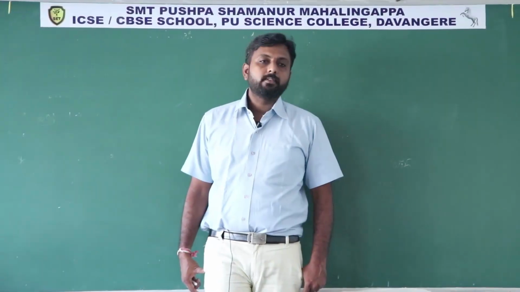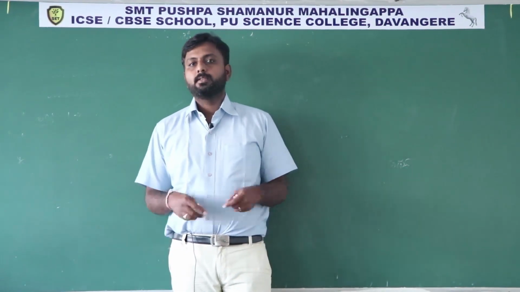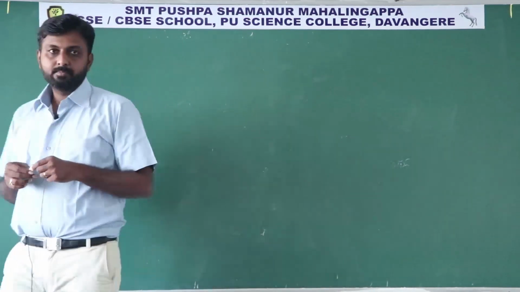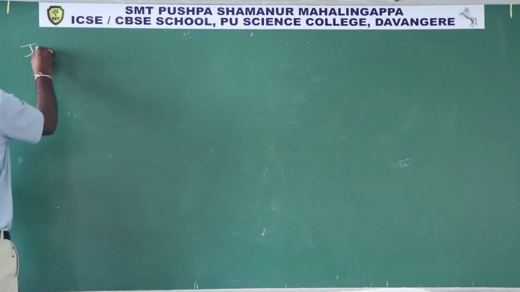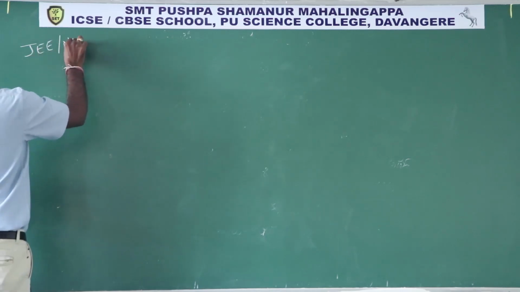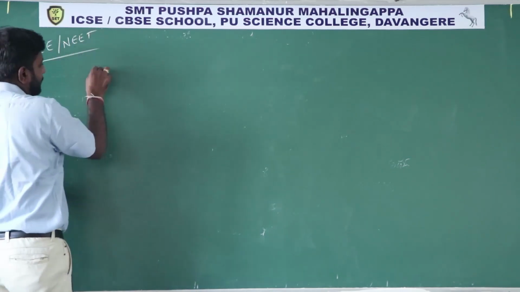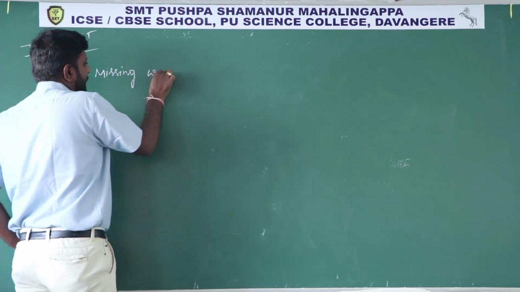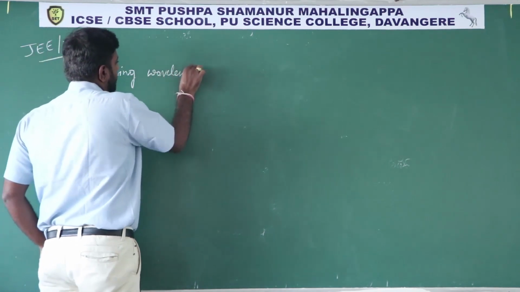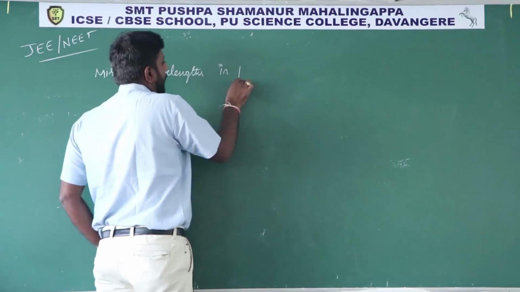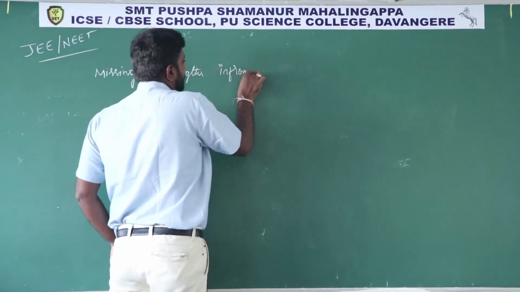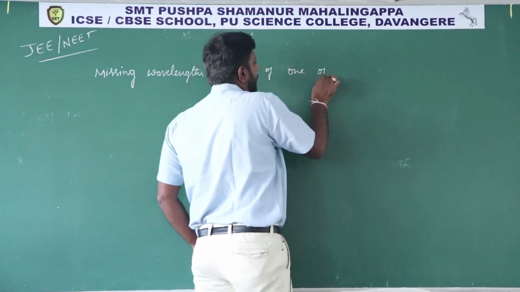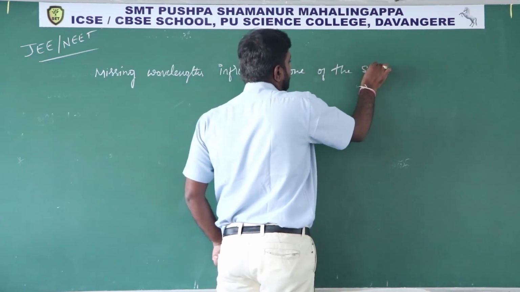Hello students, in today's class I will explain some more concepts based on Young's double slit experiment or interference. So write down: missing wavelengths in front of one of the slits.